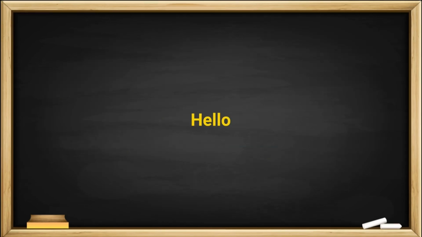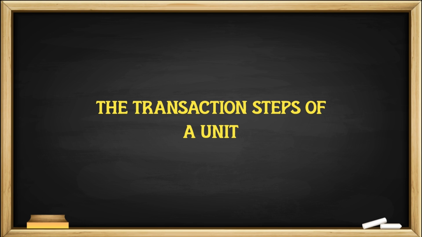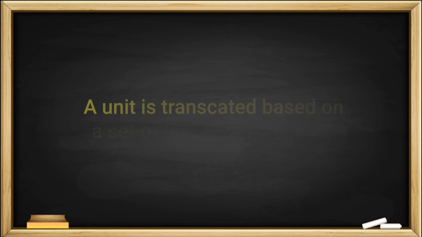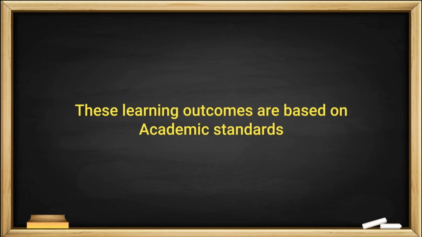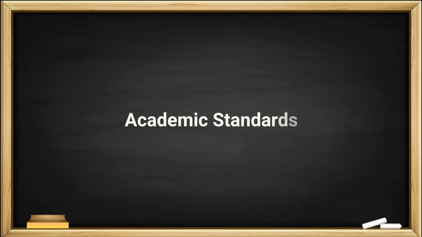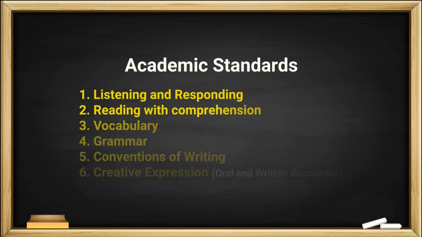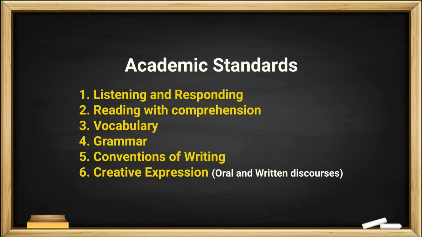Hello. In this video, we will learn the transaction steps of a unit. A unit is transacted based on a set of learning outcomes that need to be achieved by the end of a unit. These learning outcomes are based on academic standards such as listening and responding, reading with comprehension, vocabulary, grammar, conventions of writing, and creative expression in both oral and written form.